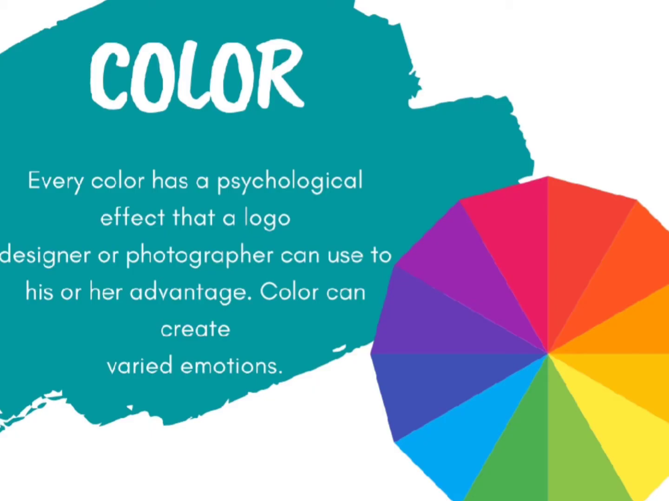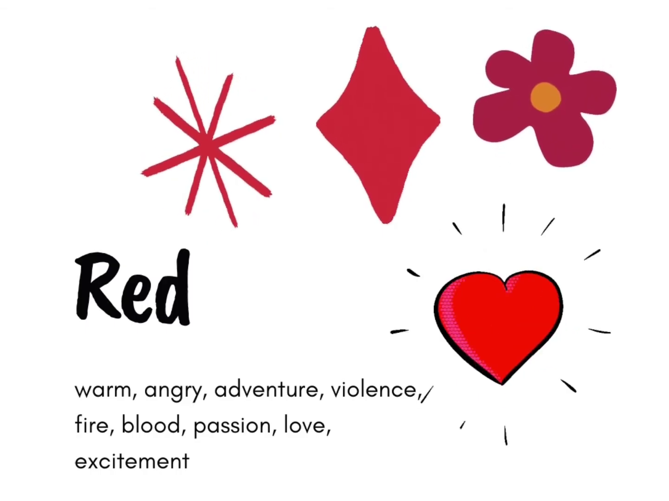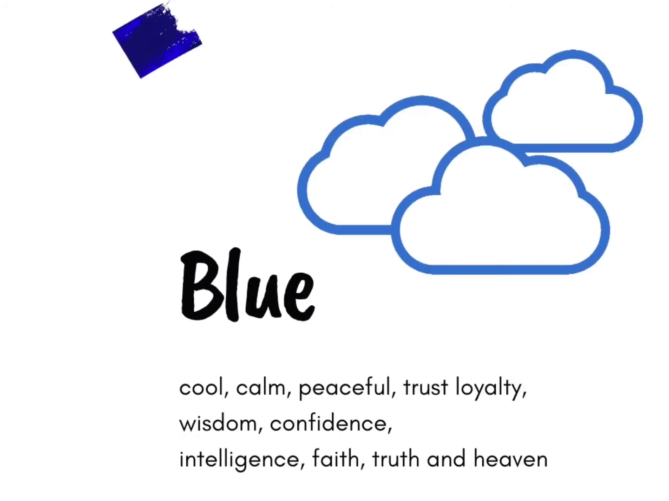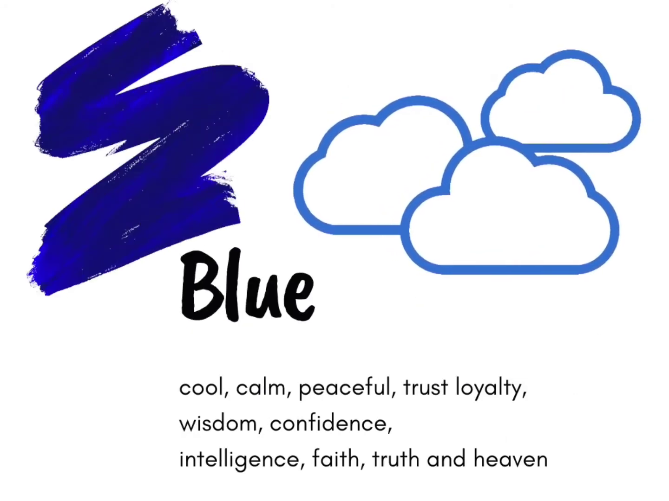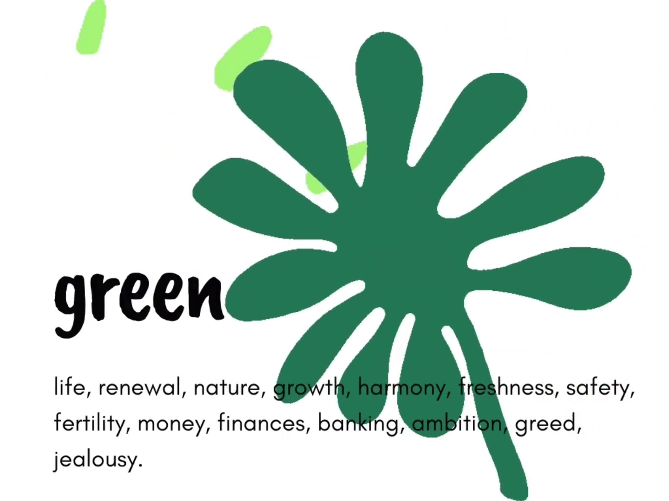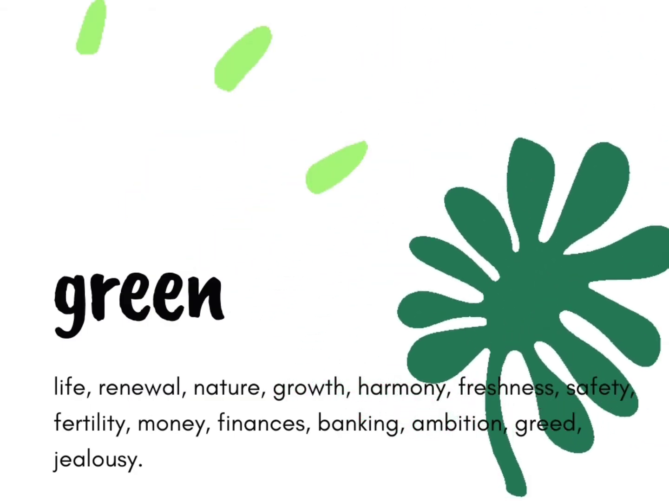The next very powerful visual element is color. Every color has a psychological effect and can produce or create varied emotions. Let's take a look on different colors and their meanings. The first one is red. As you can see, it shows love. The next color is blue. Every time we see blue sky in the morning, we feel peaceful. The next color is green. Life, nature, harmony, and freshness can be symbolized by these colors.